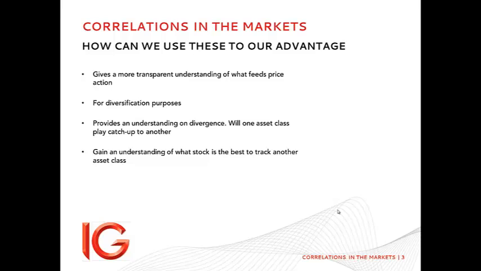So there might be another stock, for example, which more closely tracks the gold price, say Kingsgate Mining, or a US firm, for example, such as Newmont Mining. So we're looking for stocks which can potentially correlate much more closely with an underlying commodity. We can use them very closely for diversification purposes.